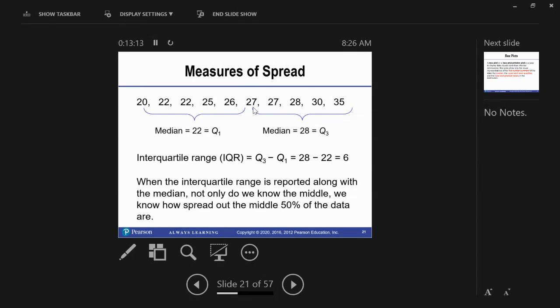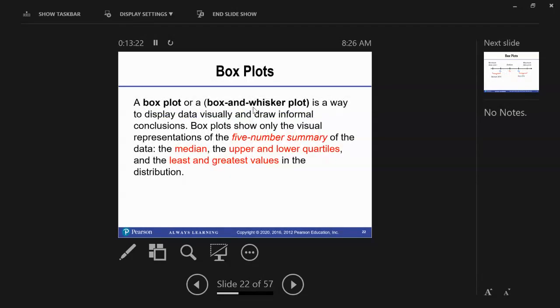Now we can use these measures of spread to make something called a box plot. A box plot is also called a box and whisker plot. Did you ever make these in elementary or middle school? This is a way to display data visually and draw informal conclusions. Box plots show only the visual representation of what's called the 5-number summary of the data.